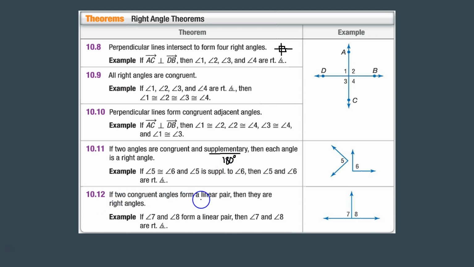If two congruent angles form a linear pair, then they are right angles. So if you have, remember, a linear pair, that's 180 degrees. And they have to be congruent. The only way for them to be congruent is if they are both 90 degrees. And there we go.